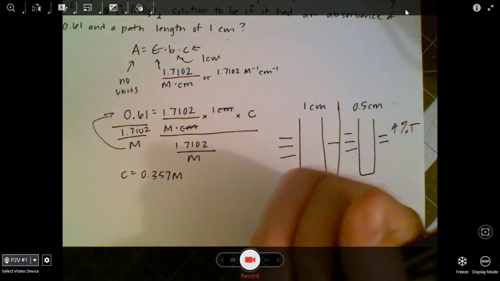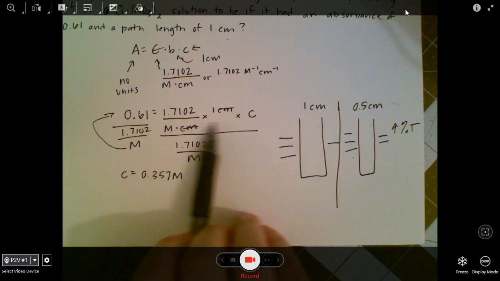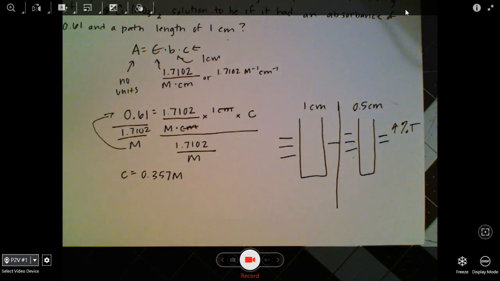Okay, so when we're talking about adjusting path length, you're going to want to take into account this value here, this equation, because it's going to help us find our concentrations.